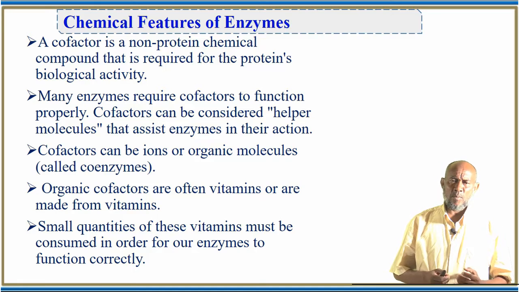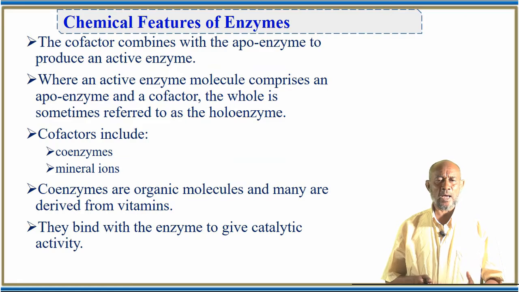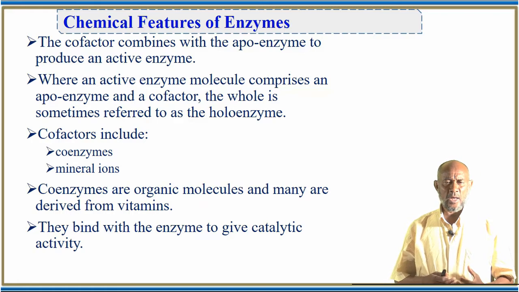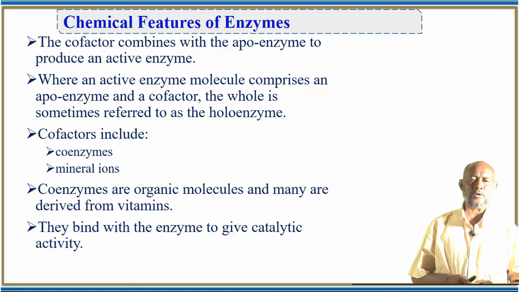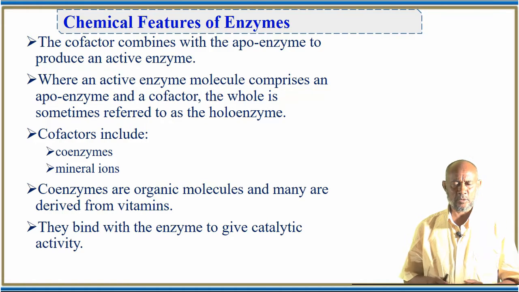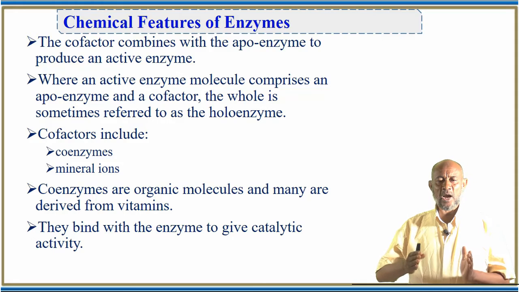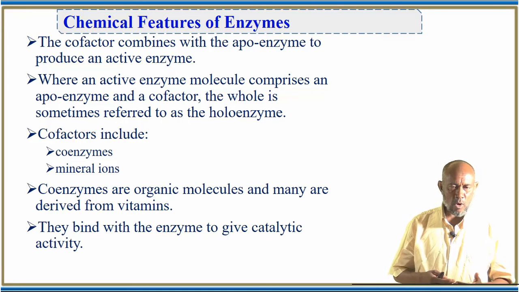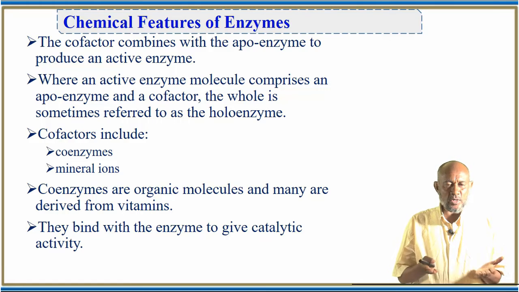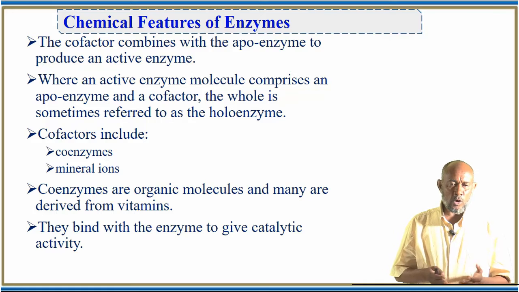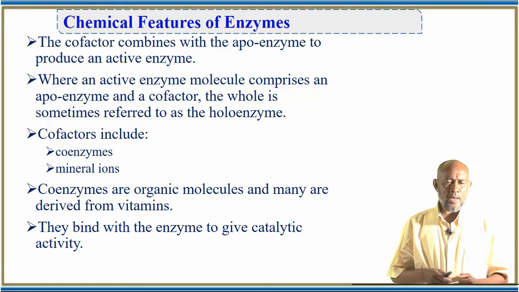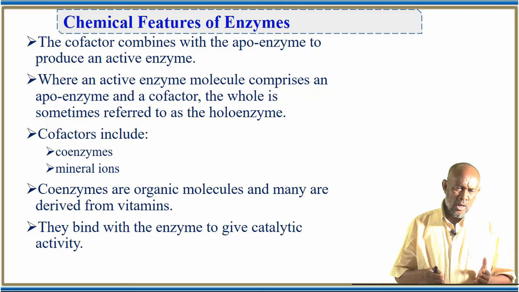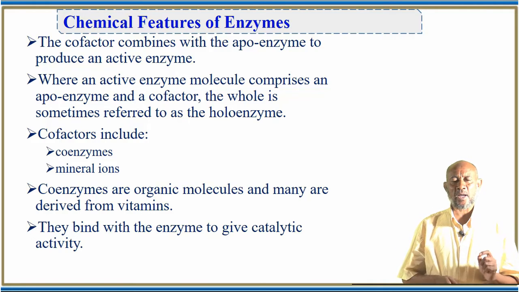The cofactor combines with the apoenzyme to produce an active enzyme, where an active enzyme molecule comprises an apoenzyme and a cofactor. The whole is sometimes referred to as the holoenzyme. The apoenzyme plus the cofactor make the holoenzyme. The cofactor, as we already said, may be a coenzyme. Coenzyme means an organic molecule, or it may be a mineral ion. The coenzymes are organic molecules and are derived from vitamins, just as we already said. They bind with the enzyme to give catalytic activity.